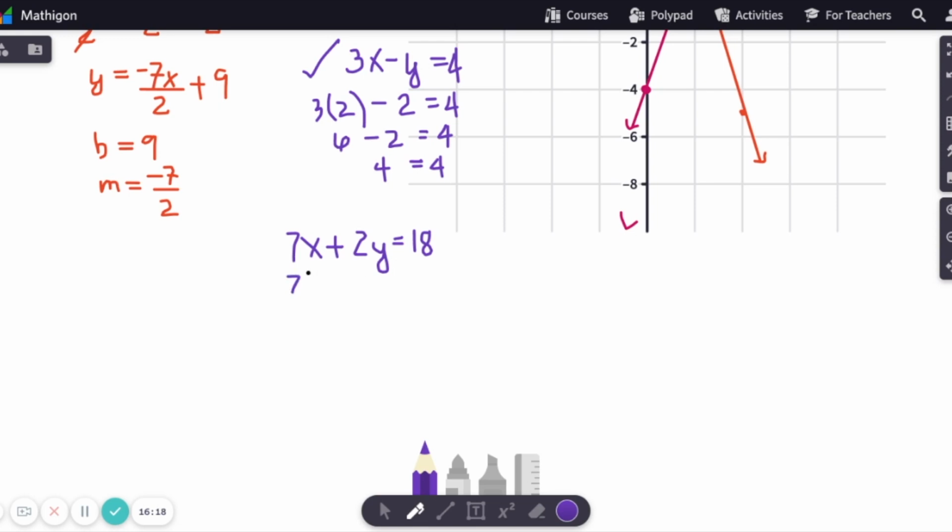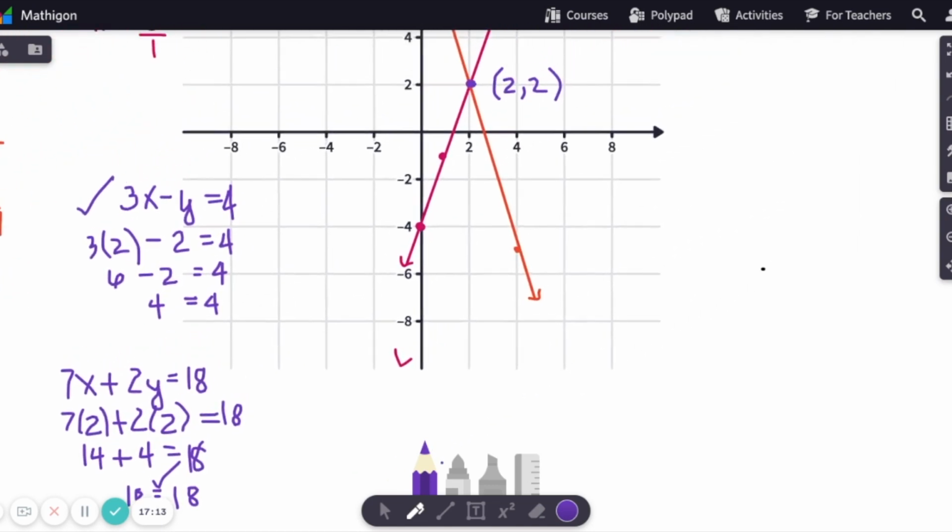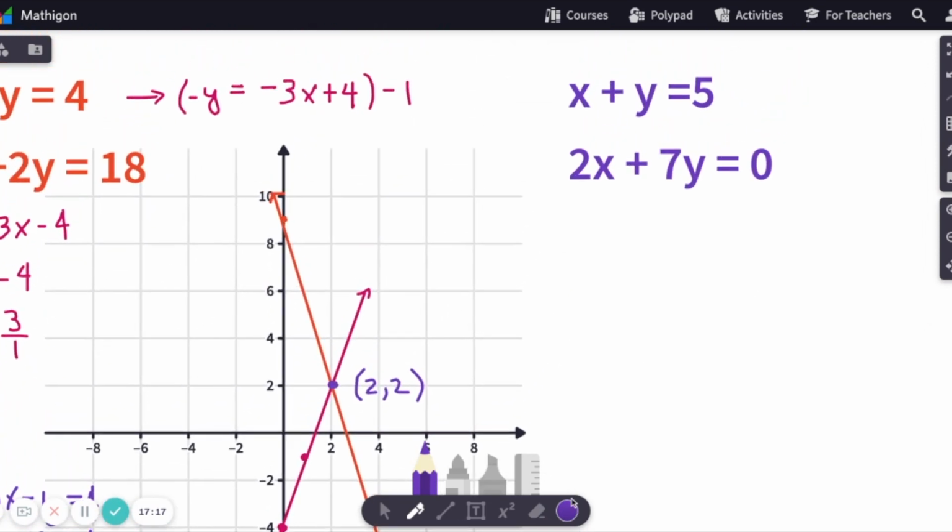So, 7x, that is 7 times 2, right? Your x is 2, plus 2 times 2, your y is 2. So, this is 14 plus 4 equals 18. So, 18 is equal to 18. Therefore, our answer is correct. Okay? So, let's proceed now to our second problem, our second example.